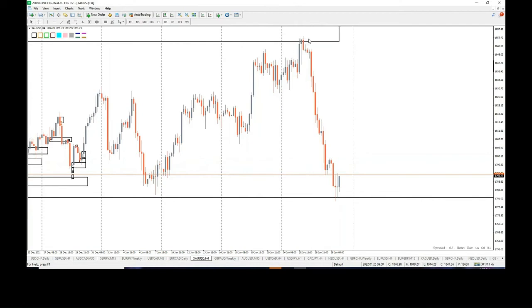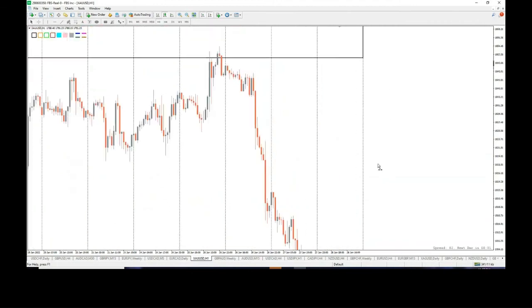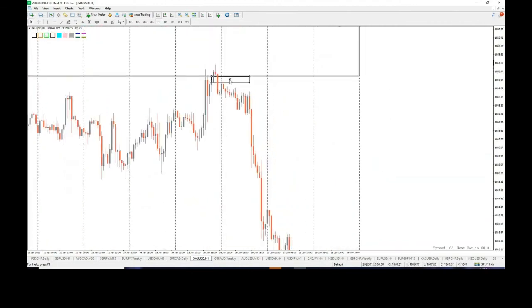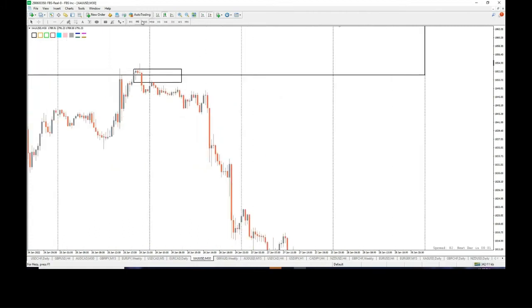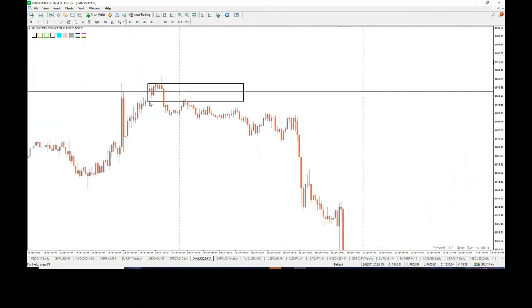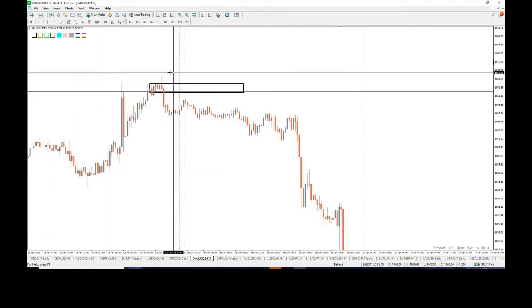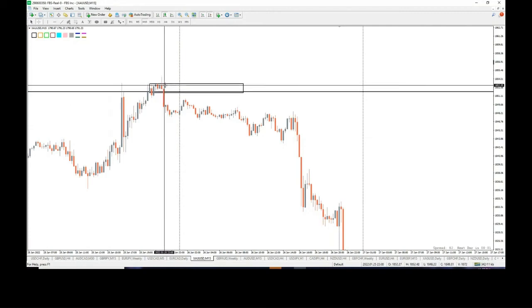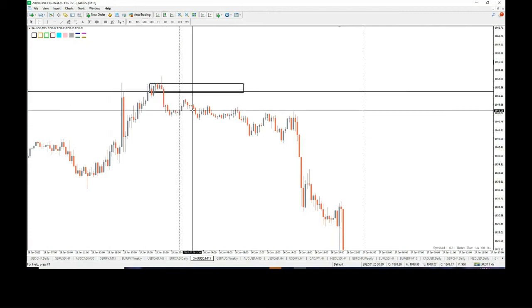We wait for H1, M30. Are there any entries right here? Nice. But I don't take this entry. I enter right here. Why? Because I'm using M15. The price is making engulfing sell. It's going up right here. I don't close any position until the price closes inside. Boom.